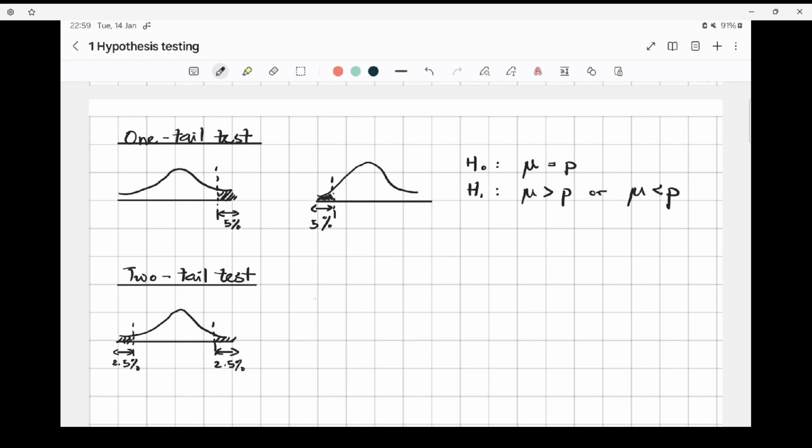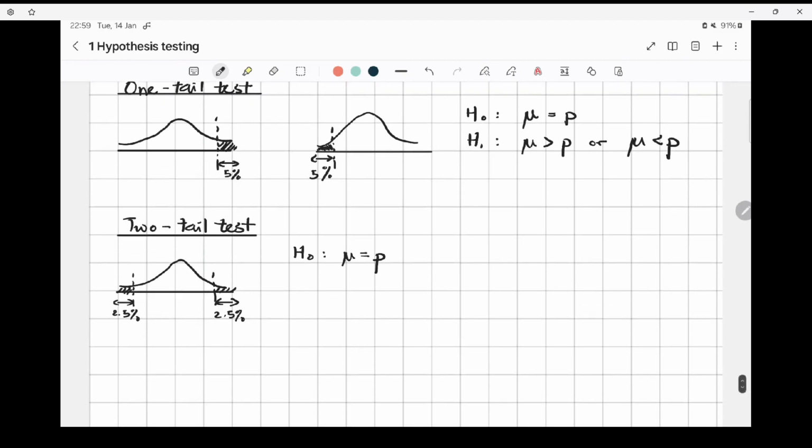Whereas for a two-tailed test, usually you will need to formulate your hypothesis as follows. Your null hypothesis will be mu equals p, and then your alternative hypothesis will be just an inequality. So there is no greater or smaller. It doesn't tell you the direction. So when you see this scenario in the question, what you need to perform is a two-tailed test.